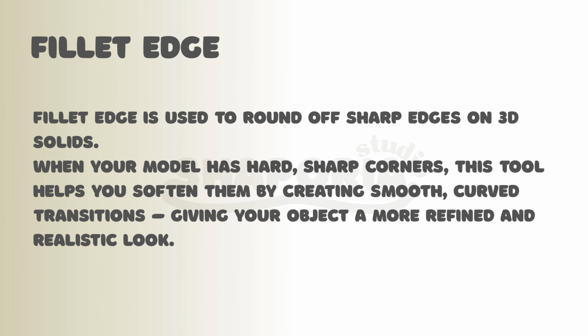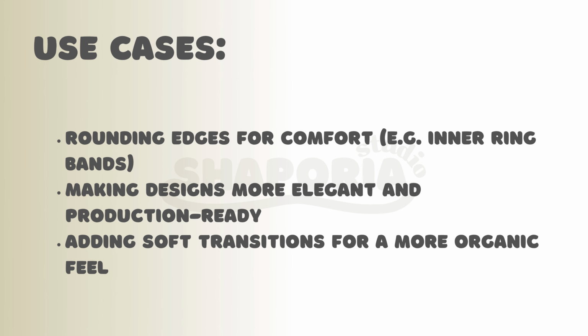Fillet Edge is used to round off sharp edges on 3D when your model has hard, sharp corners. This tool helps you soften them by creating smooth, curved transitions, giving your object a more refined and realistic look. Rounding edges for comfort, for example, inner ring bands, making designs more elegant and production ready. Adding soft transitions for a more organic feel.